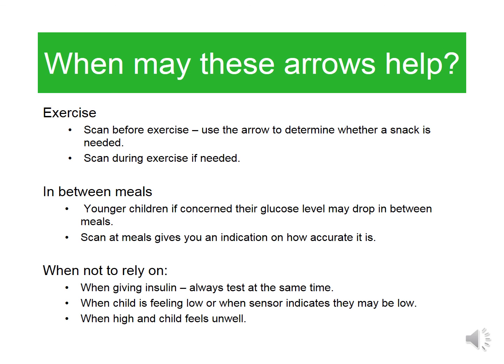There are times when we can't rely on it. So when we need to give insulin, we always need to do a test at the same time because of that lag time, and if we're giving a correction dose, we need an accurate result to do that from. When the child is feeling low, and when the sensor is indicating low, because of the lag time they might be much lower than the reader is actually telling us. And when the child is feeling high and generally unwell, we just need to revert back to the gold standard of finger prick testing.